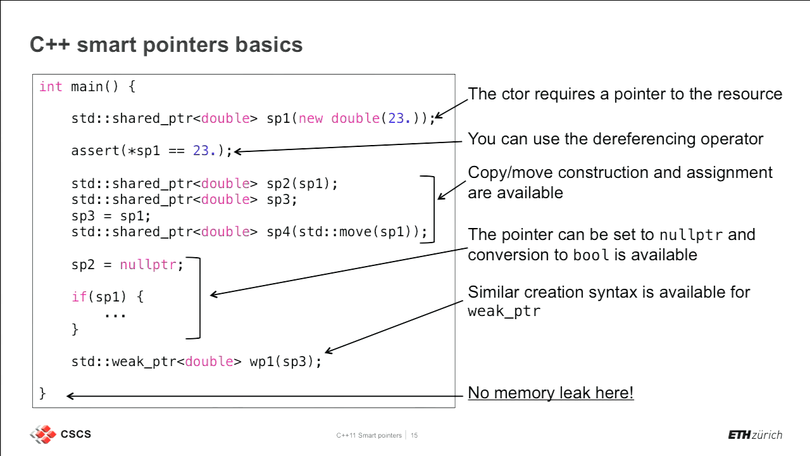The good news here is that after the end of this scope, at the end of the execution of my main function, I don't have any memory leak, even if I'm dynamically allocating a memory location here. And this is the reason why we introduce a shared pointer, of course.